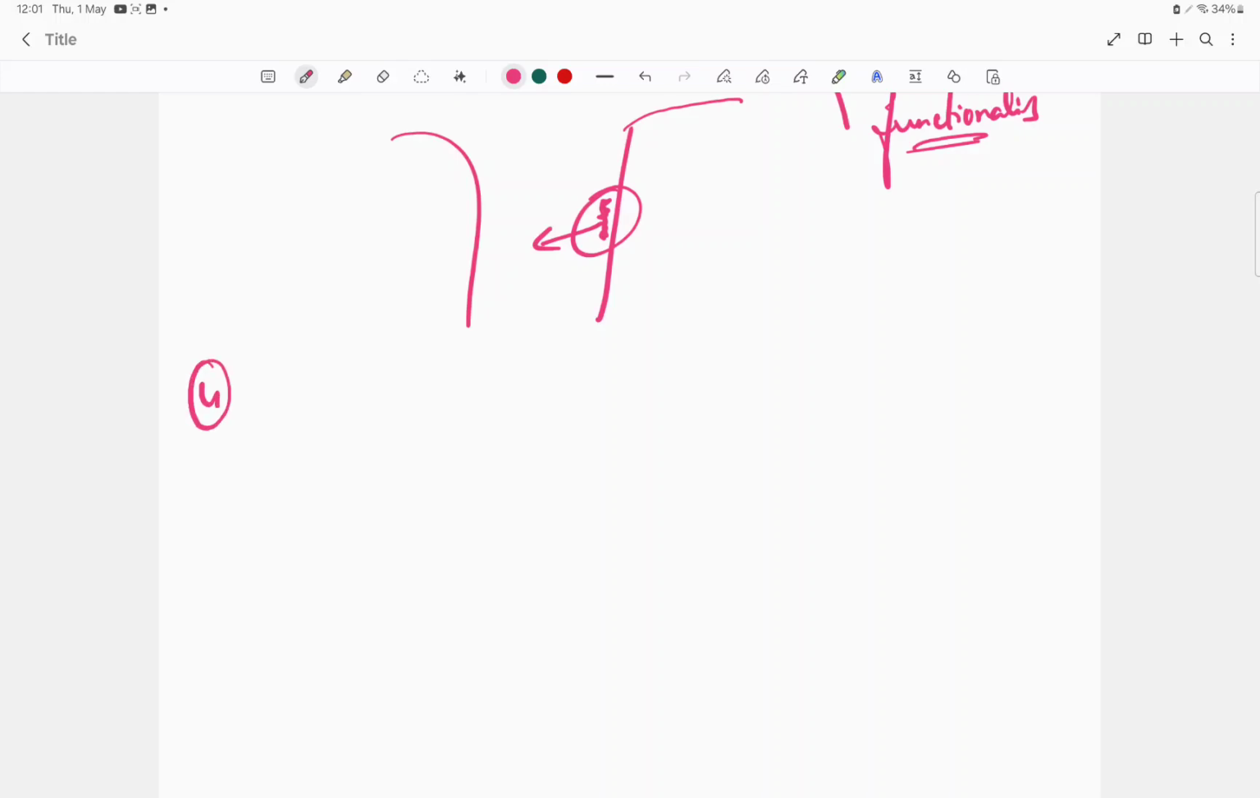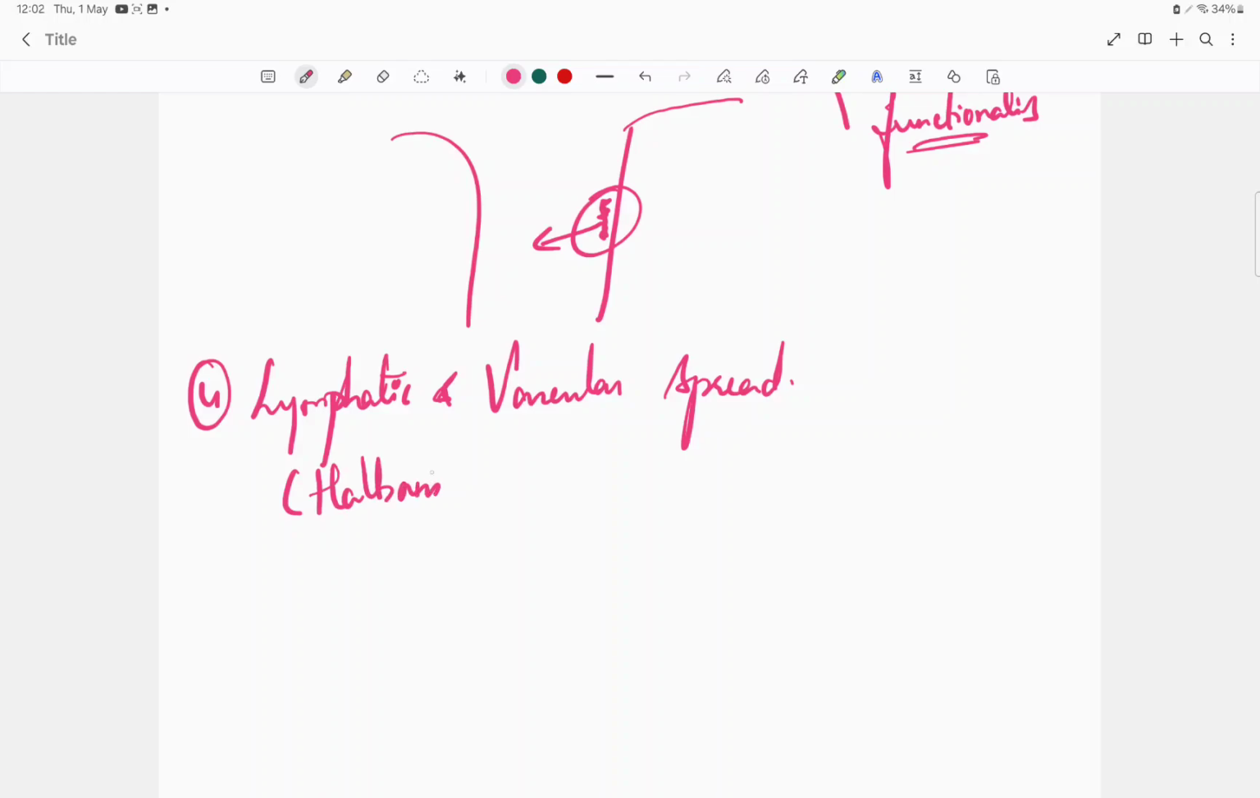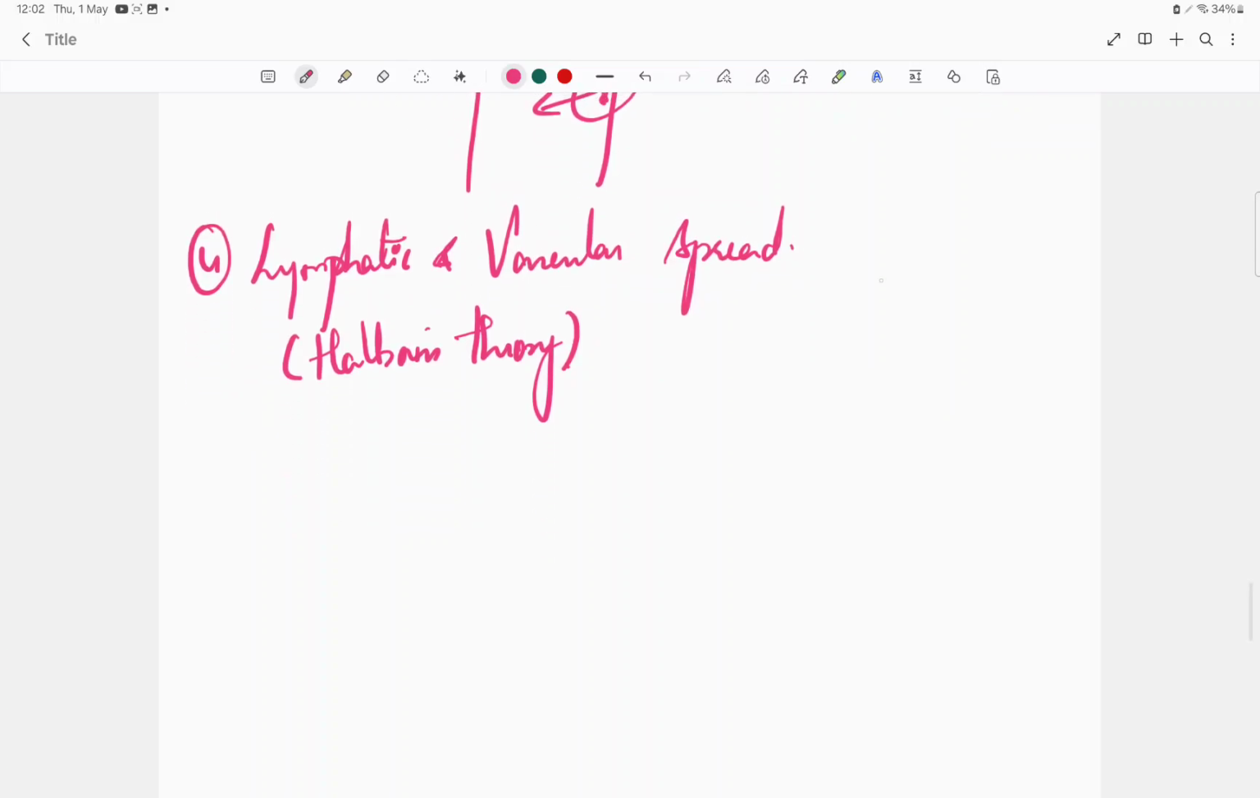And the fourth is very important, that is the lymphatic theory, lymphatic and vascular spread. Here this theory is also called Halban's theory. One more important thing is, this Halban sign can be seen in the case of adenomyosis. Very important. Since I've told Halban's theory, I'm explaining.